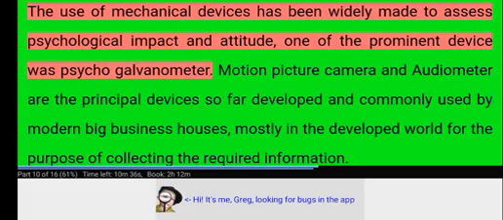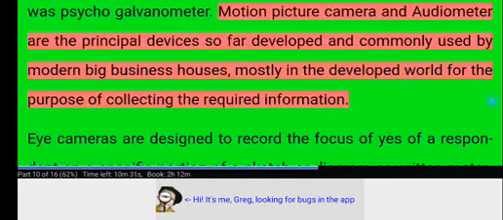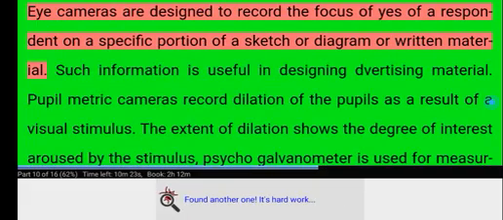Use of mechanical devices. The use of mechanical devices has been widely made to assess psychological impact and attitude. One of the prominent devices was the psychogalvanometer. Motion picture camera and audiometer are the principal devices so far developed and commonly used by modern big business houses, mostly in the developed world, for the purpose of collecting the required information.